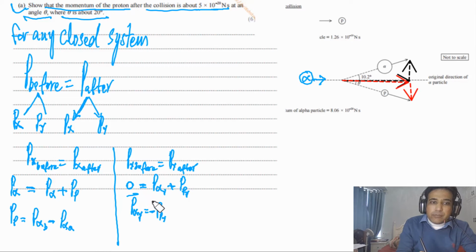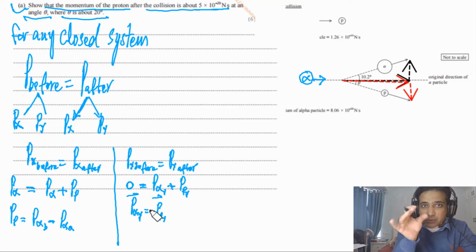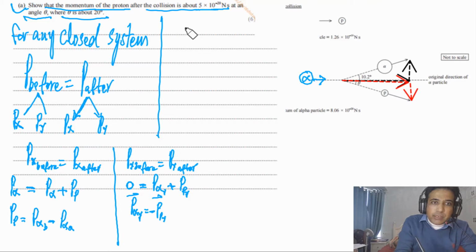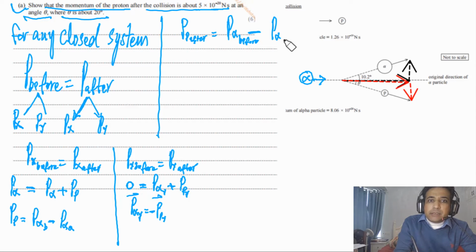So if you're saying this is a vector, here will be a negative sign. If you're just talking about magnitude, it means the magnitude will be the same. So here we have this point. This equation I'll be writing here: momentum of proton after collision is equal to momentum of alpha particle before, minus momentum of alpha particle after collision.